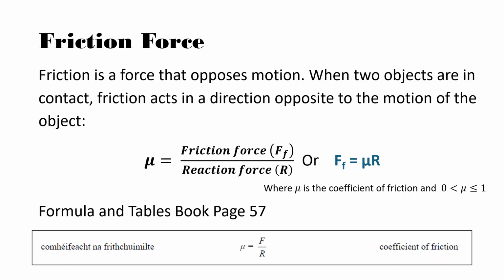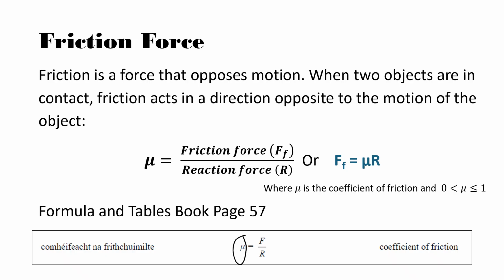A friction force is one that opposes motion, and that's really important. So for us to do this correctly, we always need to know what direction a particle is moving in, then we can correctly apply our friction. When two objects are in contact, friction will involve a specific coefficient, which we call the coefficient of friction, and the symbol for that is the Greek letter mu. So we can see it down here.